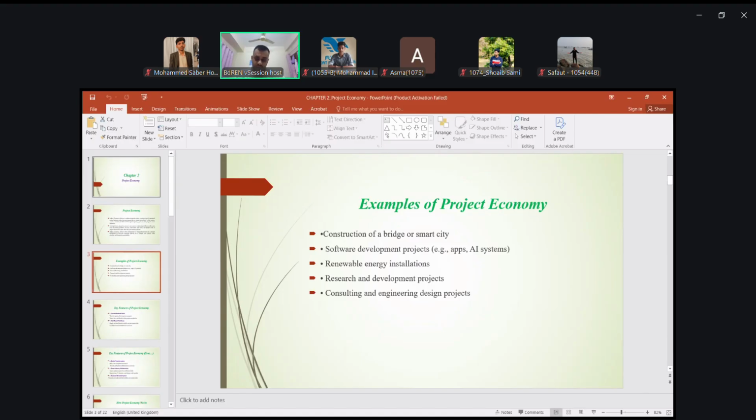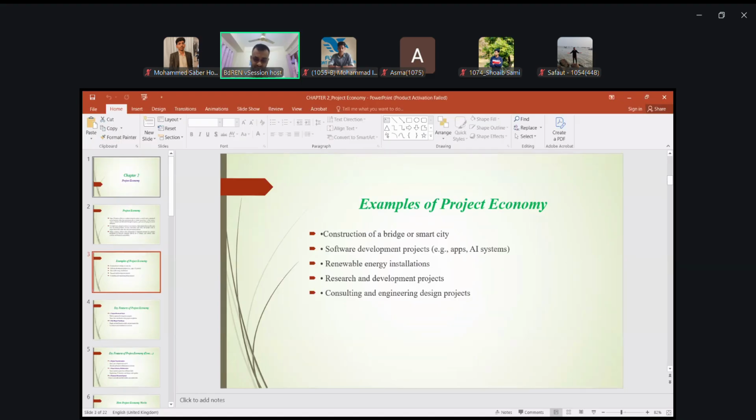And here we have some examples of project economy, and these examples are like construction of a bridge or a smart city. Then software development projects like apps or AI systems. Then renewable energy installations. Then research and development projects, and consulting and engineering design projects. So these are the examples of project economy.